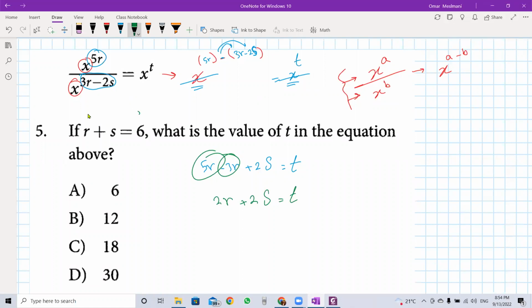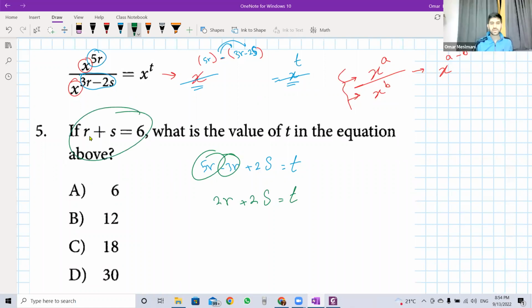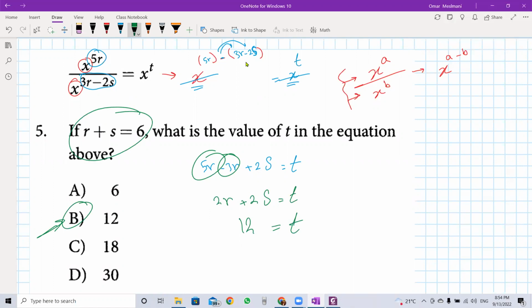So it's like 6 plus 6. My information is actually 3r plus, like, what is it? r plus s is 6. The 2r plus 2s will be 12. What? This is easy. Well, this was actually good.